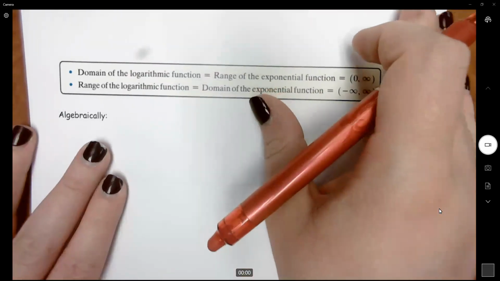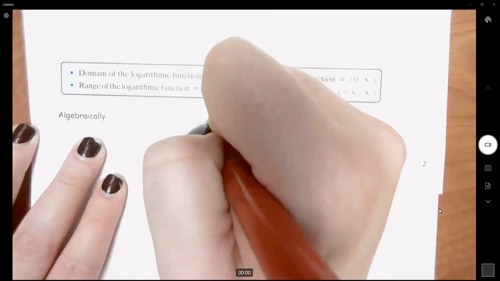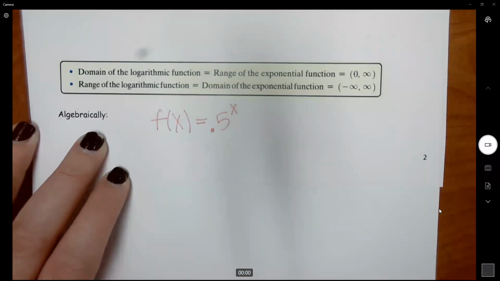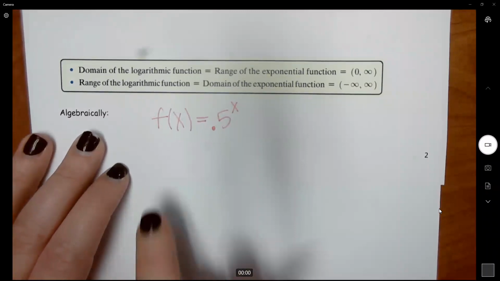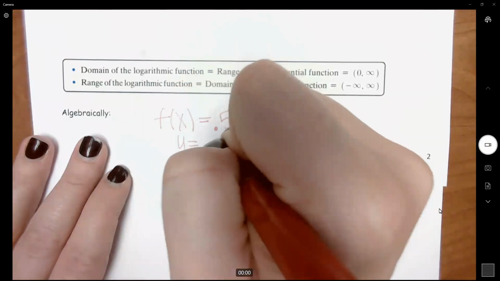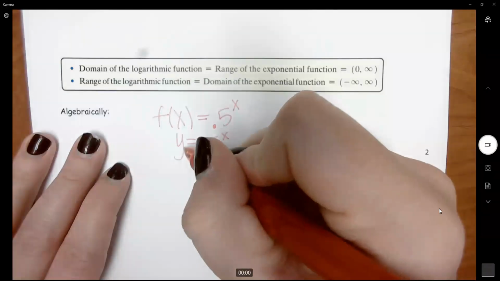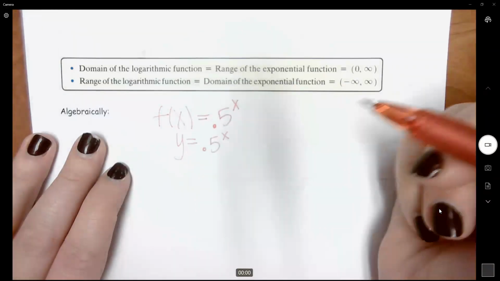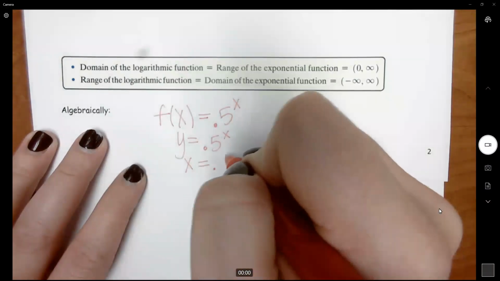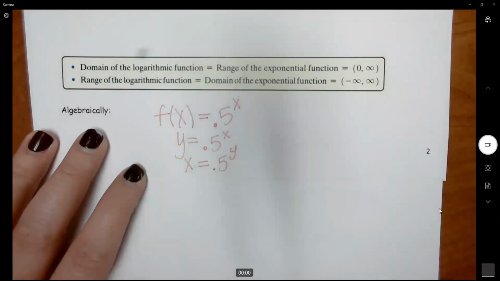So my function was 1/2 to the x power. So I'm going to go 0.5 to the x. So the first thing I need to do is change my function notation. We'll go y equals. Once I change my f of x to y, now I need to switch my x and y. So I have x equals 0.5 to the y power. And now we solve for y.